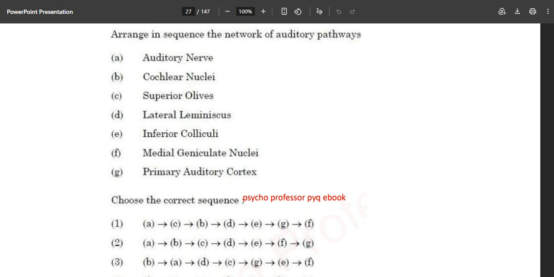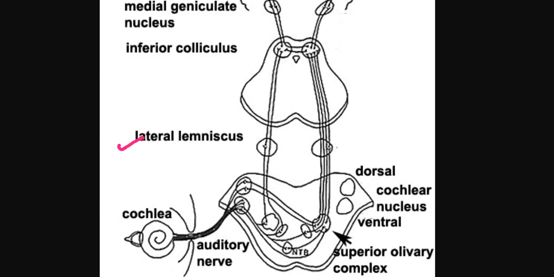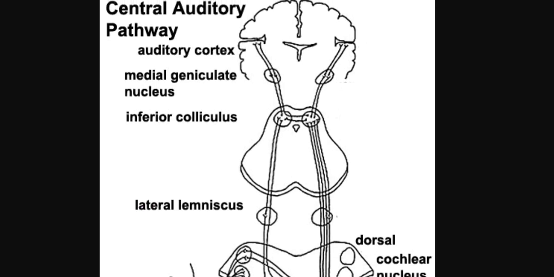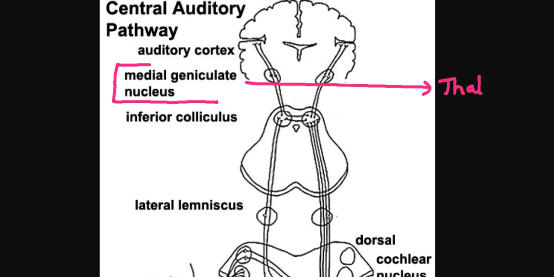Okay, so then we have the cochlear nuclei, then the superior olives, and then the lateral lemniscus and inferior colliculi. This MGN is very, very important. It is called the medial geniculate nuclei. Where is it located? It is located in the thalamus.